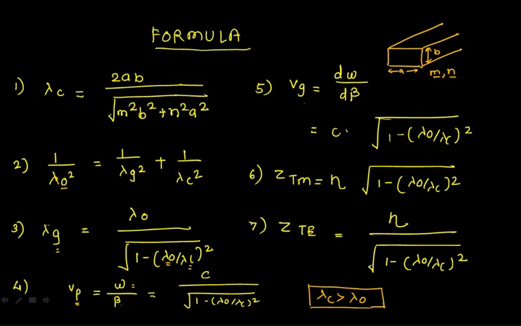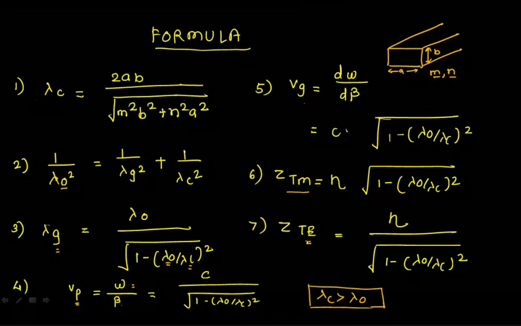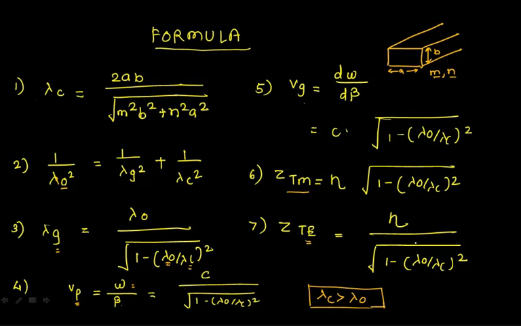Next one is nothing but the Z TM. Z TM is the impedance of a TM wave, that is transverse magnetic waves, that is eta into square root of 1 minus lambda 0 by lambda c square. And similarly Z TE, it's easy to remember, because this is eta divided by the same kind of thing, square root of 1 minus lambda 0 by lambda c square. So these are the formulas which we have seen previously.